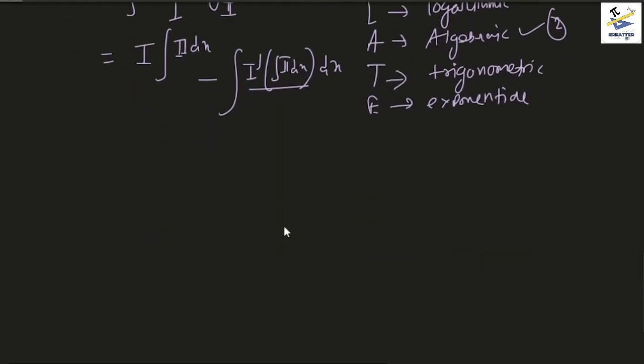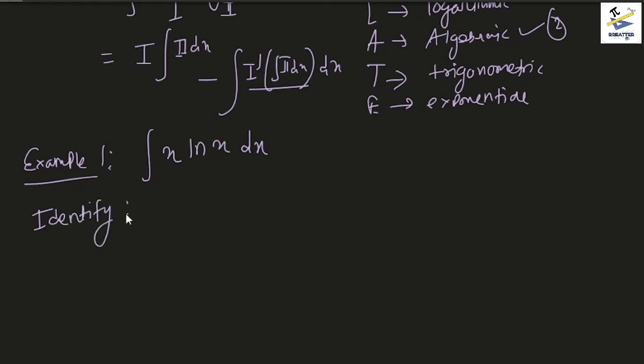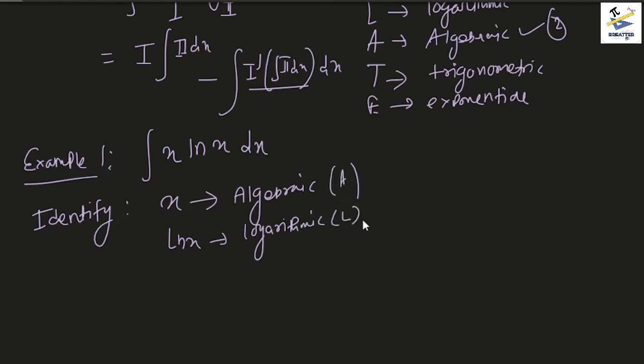So let us take some examples so as to understand how this works. Example 1. Let us find the integral of x log x dx. Okay, so identify: x is an algebraic function, right? ln x is logarithmic. So which one is more up the list? Obviously L, right? So log x should be treated as the first function and x should be treated as the second function.